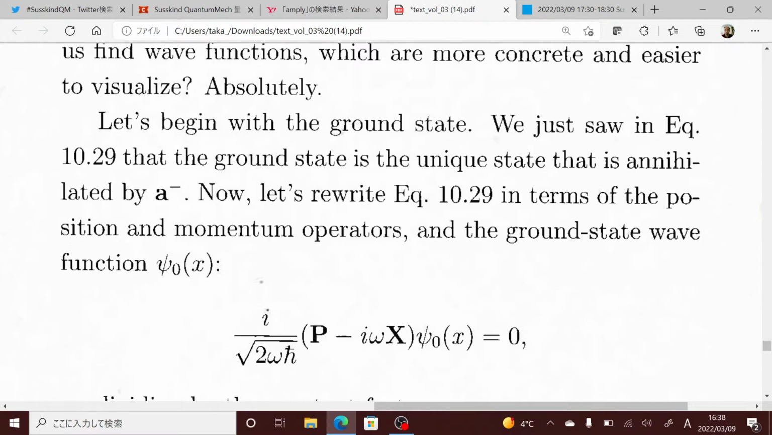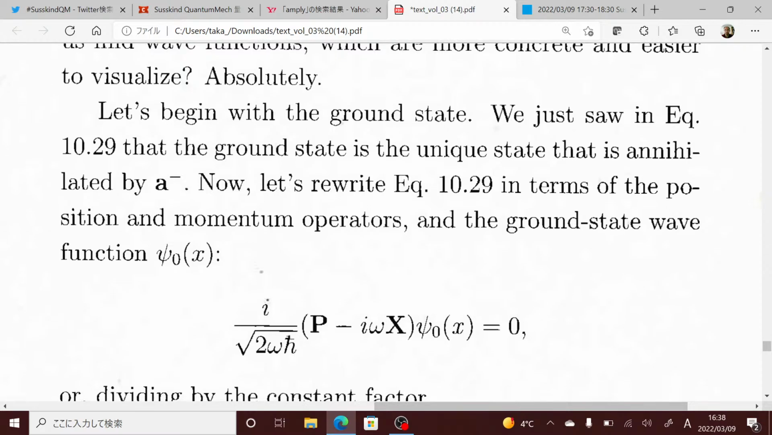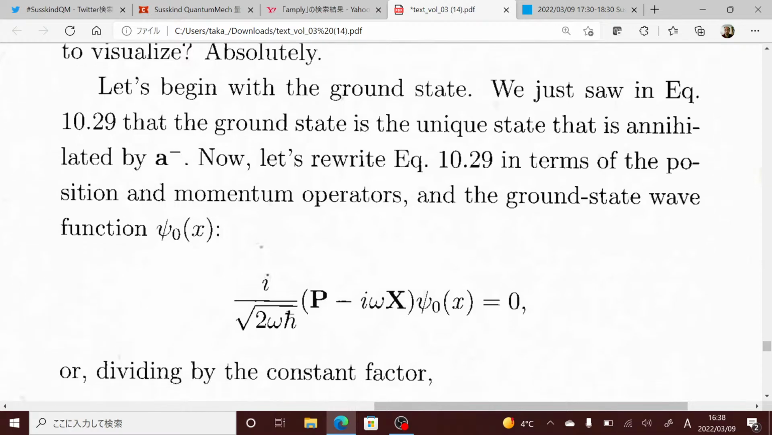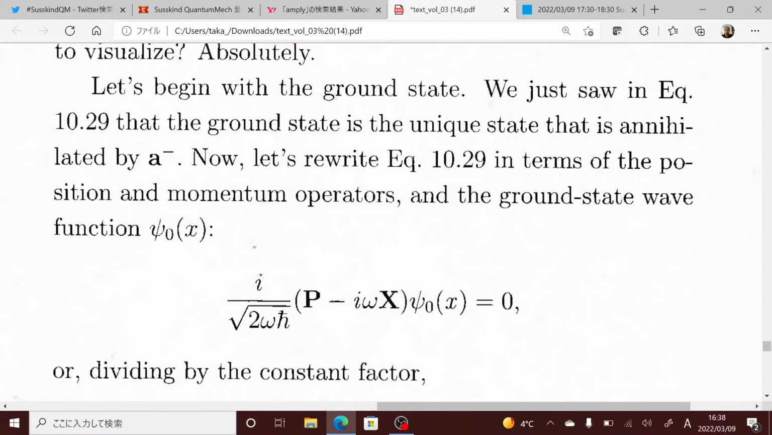We just saw in equation 10.29 that the ground state is a unique state that is annihilated by A minus. Now, let's rewrite equation 10.29 in terms of position and momentum operators and the ground state wave function psi 0.